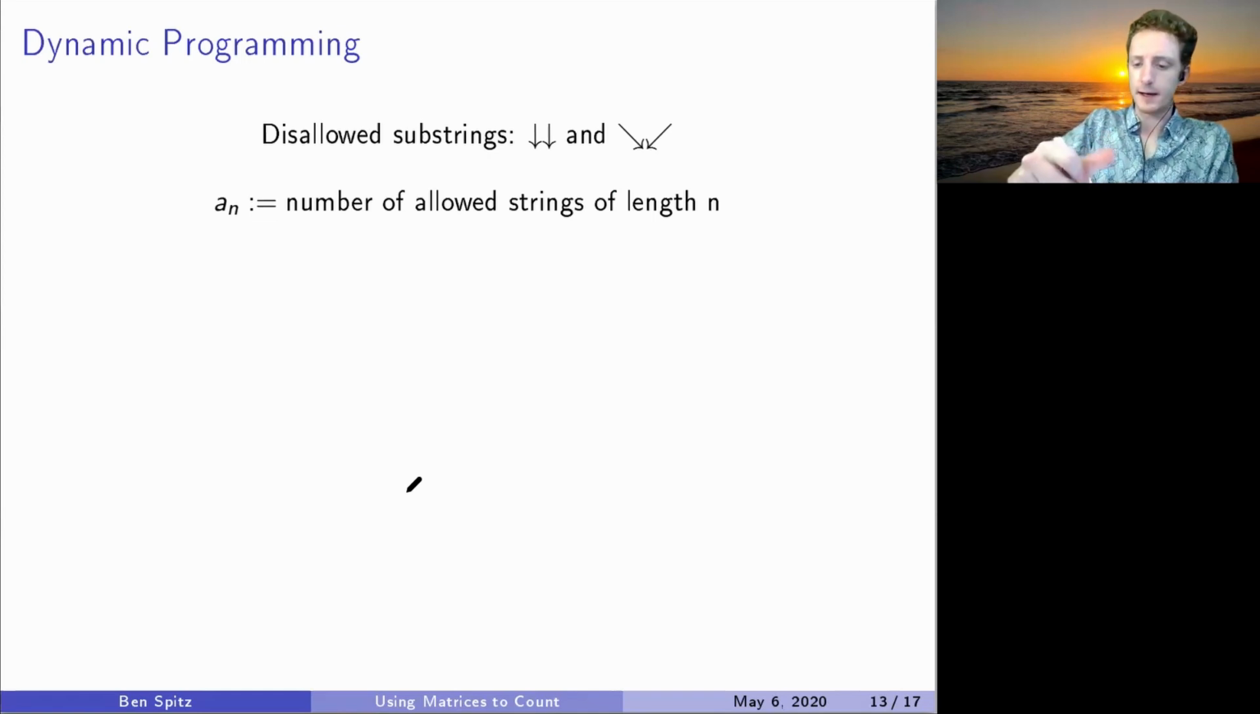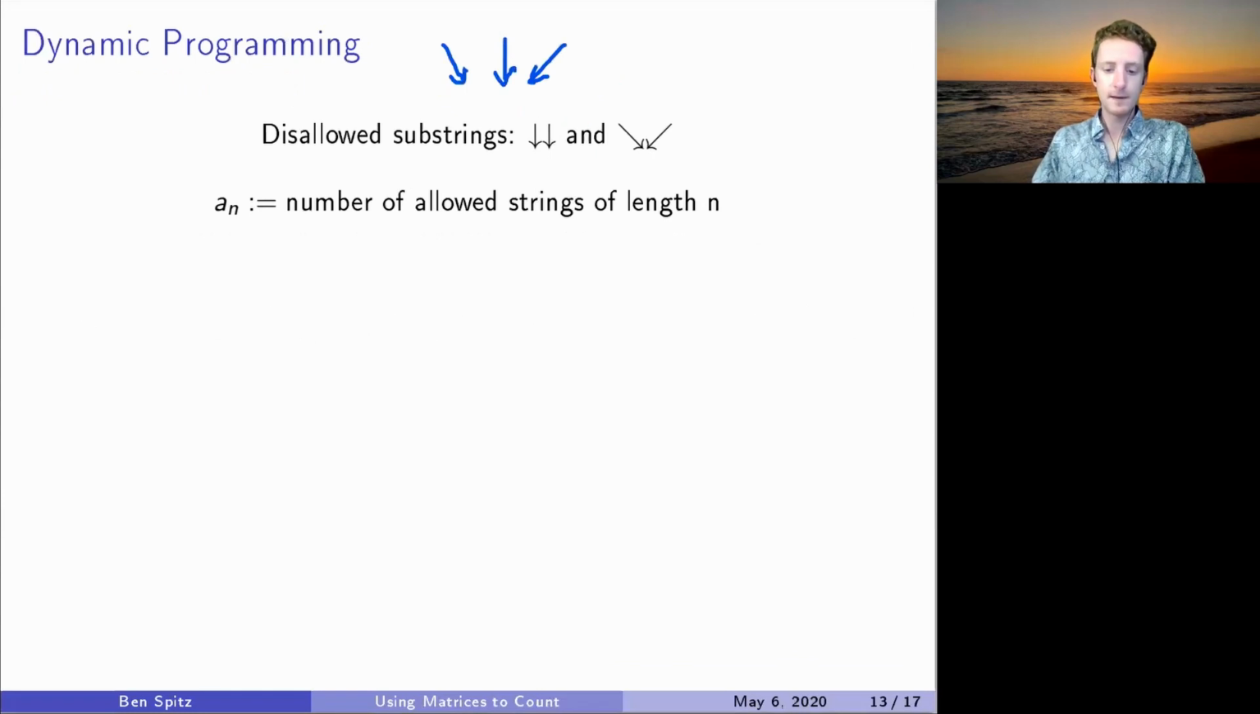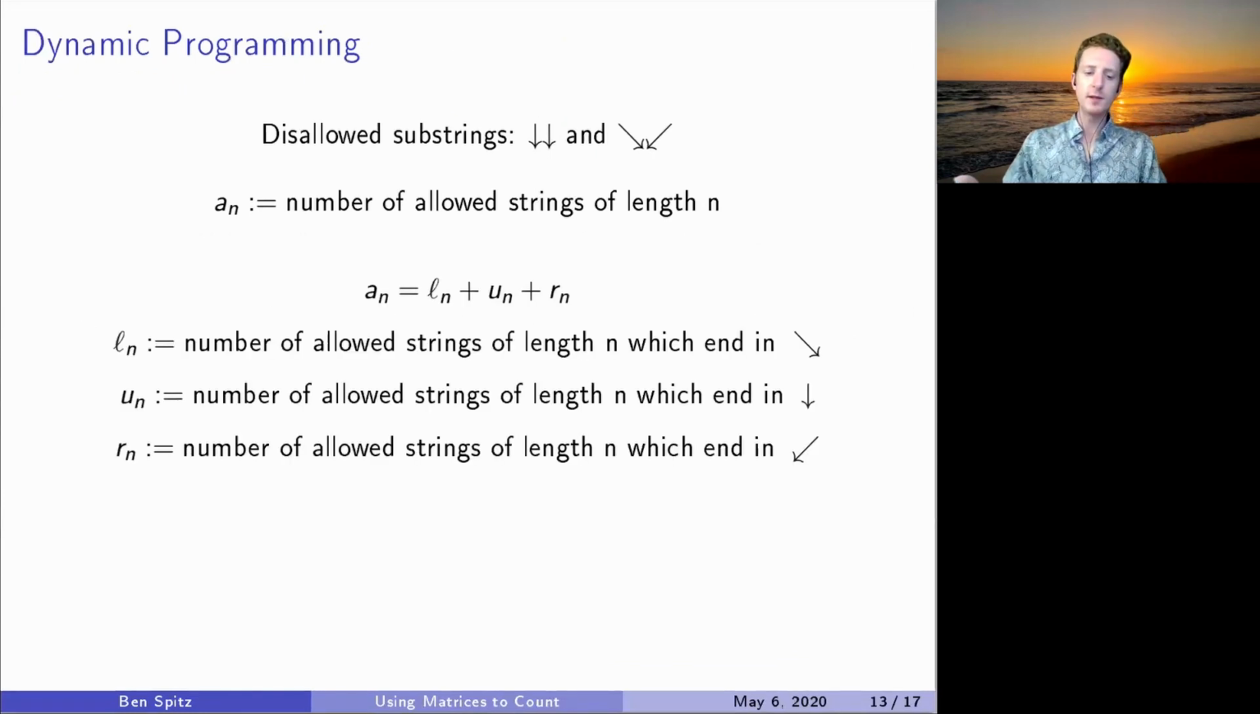So now we've reduced the combinatorics question to how many strings can I form from this alphabet, which I'll rewrite here. This alphabet has three things, this one, this one, this one. How many strings can I form from these three symbols which don't have these two particular disallowed substrings? This is a classic dynamic programming problem, which I will try to demonstrate here.